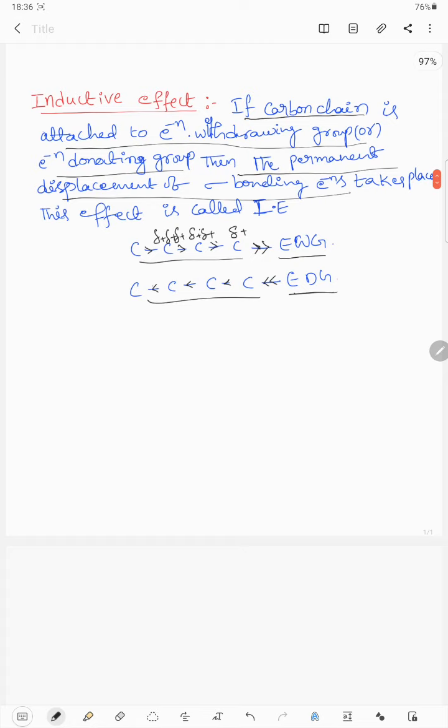So here the definition of inductive effect is what? If a carbon chain is attached to an electron withdrawing group or electron donating group, then the permanent displacement of sigma bonding electrons takes place. This effect is called inductive effect. The inductive effect has two categories. One is plus I effect, the other one is minus I effect.